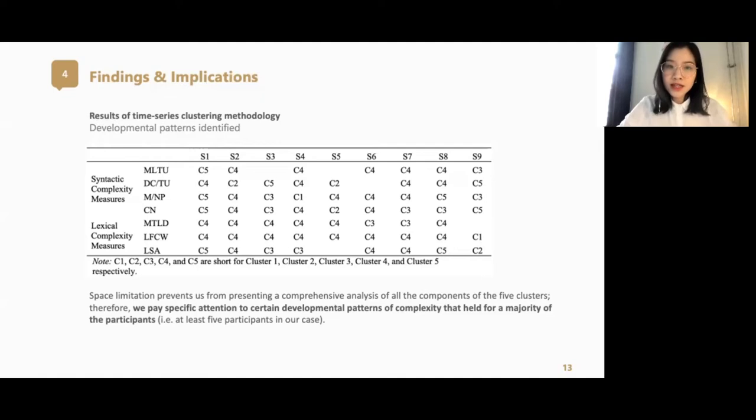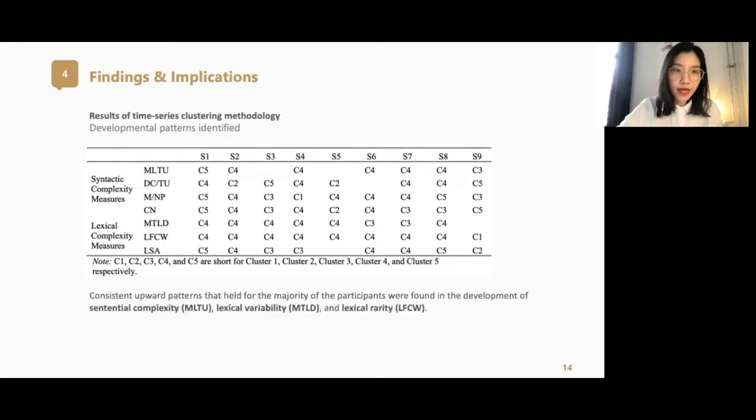We mentioned from the start that in this study, we wanted to identify patterns beyond the individual level. So we only paid attention to certain development patterns that held for most of our participants here. Consistent upward patterns across participants were found in the development of syntactical complexity at the sentential level, the lexical variability, and also the lexical rarity. Or maybe we can put it in a more general way: over 10 months of informal participation in mobile language learning activities, all participants experienced an increase in their written complexity, mastering both syntactically and lexically more complex language use.